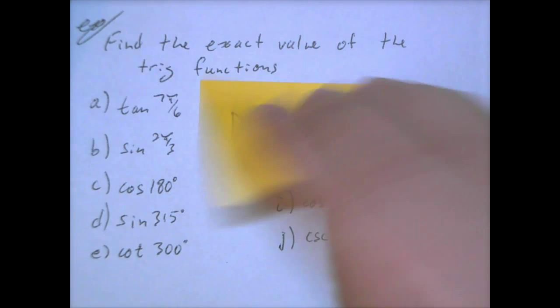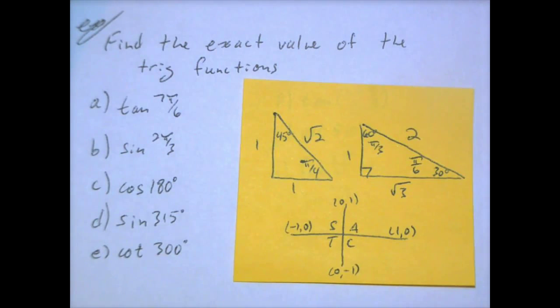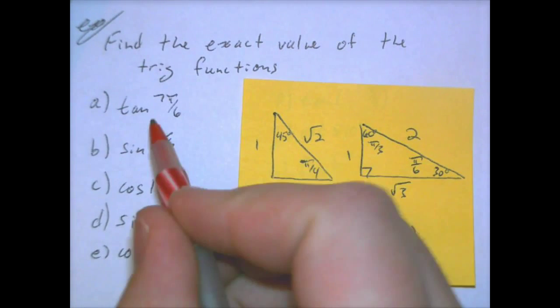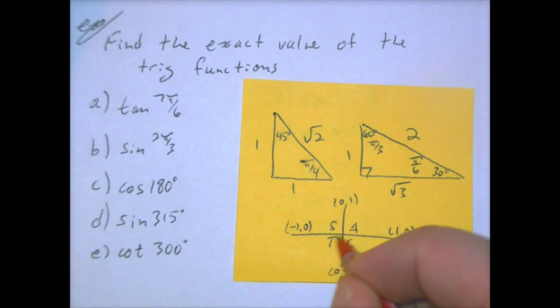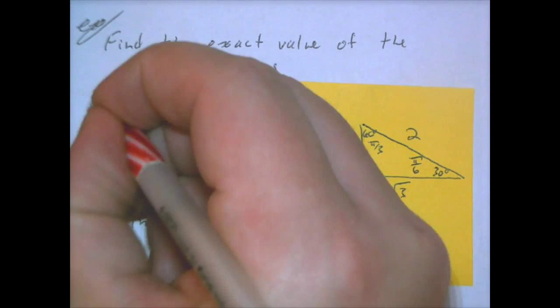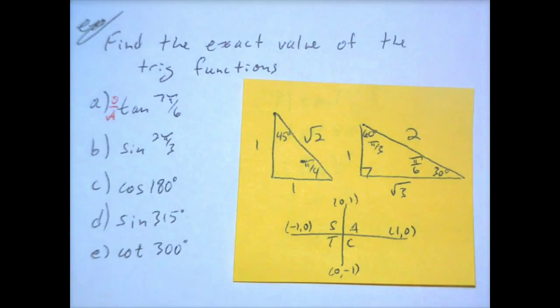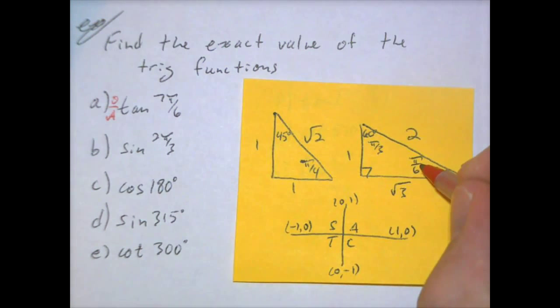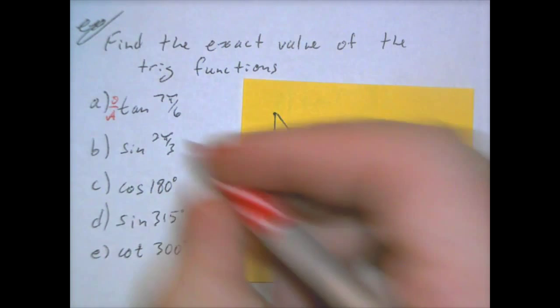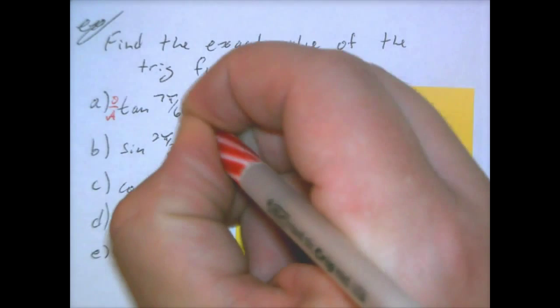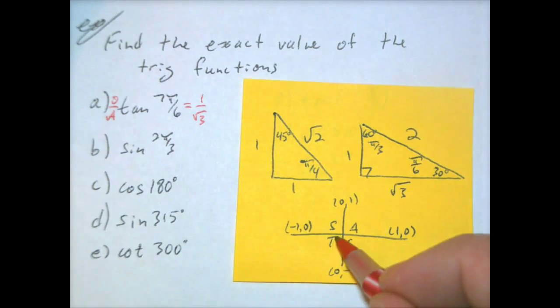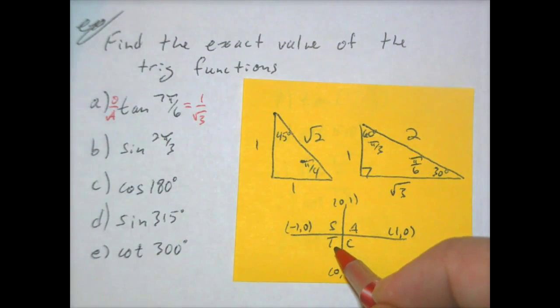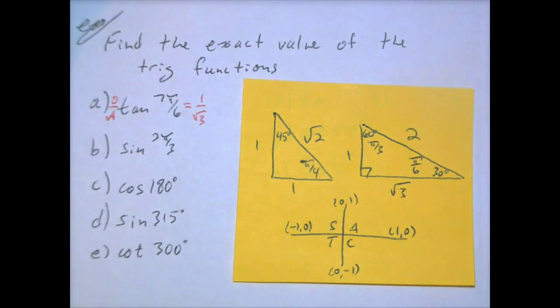So with this first one, tangent of 7 pi over 6, I know this is in the third quadrant. My reference angle is pi over 6. I know tangent is opposite over adjacent. So from my pi over 6 angle, I can go opposite over adjacent. So I have 1 over root 3. Since it is in the third quadrant, that is where tangent is positive. So I am done with that problem.